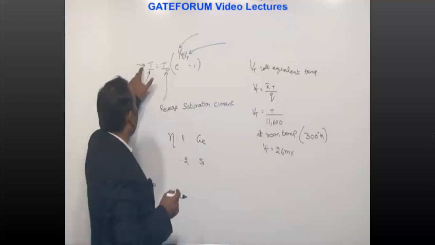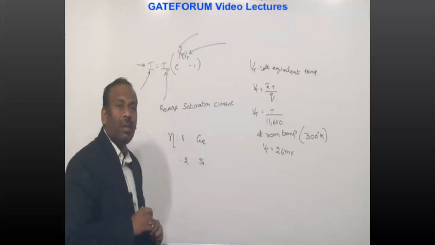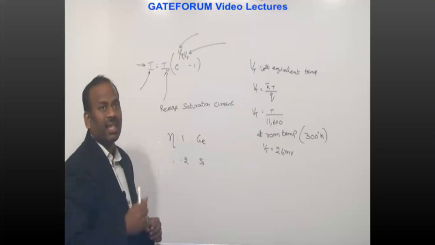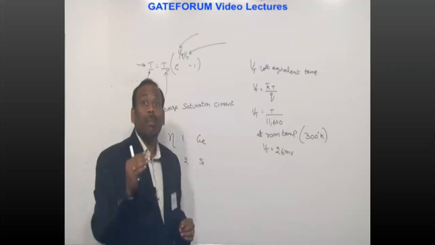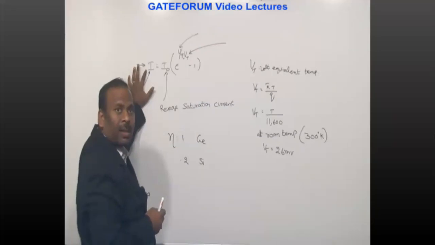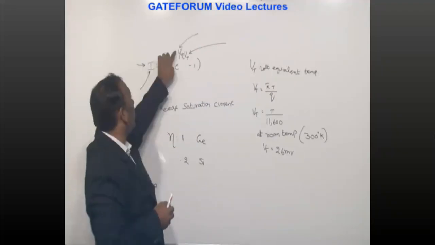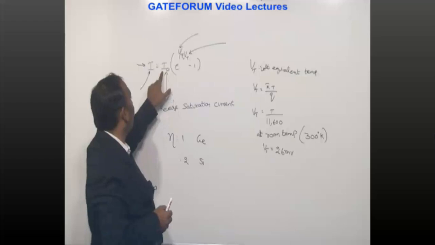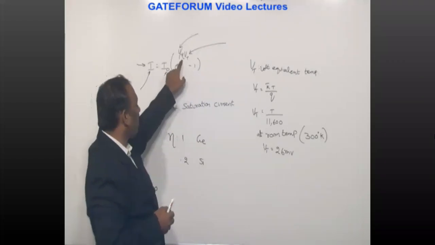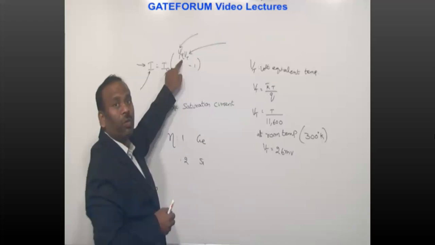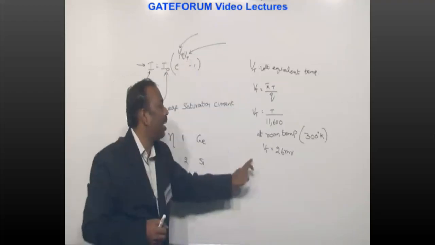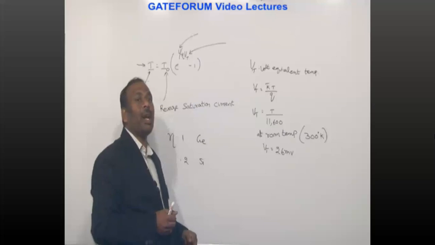Now with this equation, I will explain how VI characteristics are obtained mathematically. Yesterday we saw it theoretically, today we are going to see it mathematically. Once again, this is the current flowing in the diode, this is the applied voltage, this is the reverse saturation current. Eta is a constant, its value is 1 for germanium, 2 for silicon. VT, the volt equivalent temperature, is 26 millivolts at room temperature.